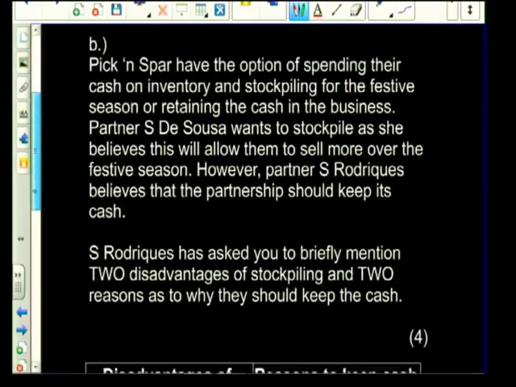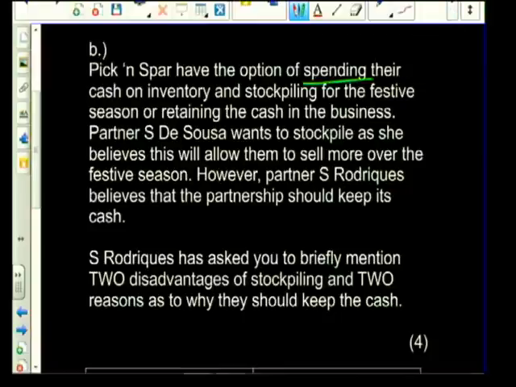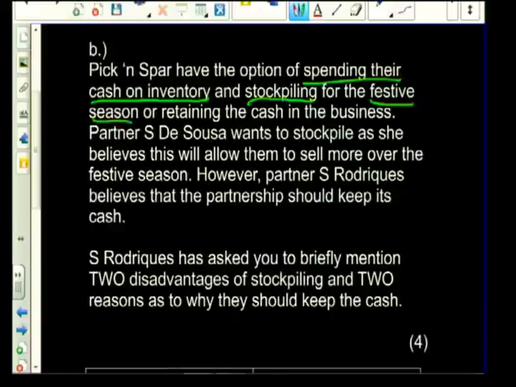Okay, let's have a look at our next question. Our next question says, Pick and Spar have the option of spending their cash on inventory and stockpiling for the festive season. In other words, they've got the option of buying a whole lot of stock. If you see the word stockpiling, what that means is that you buy as much stock as you possibly can. So they're stockpiling for the festive season, in other words, the Christmas holidays. But they've got another option. The second option is to simply retain the cash in the business.